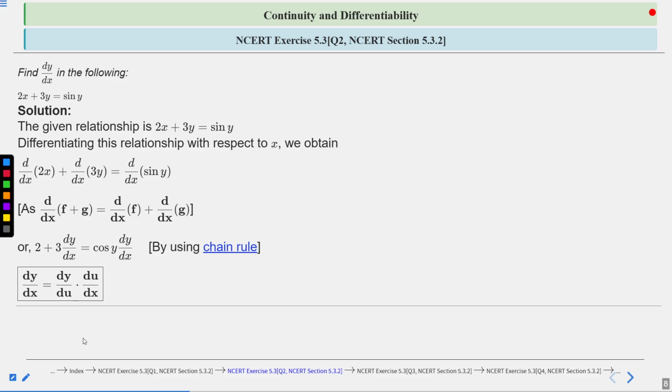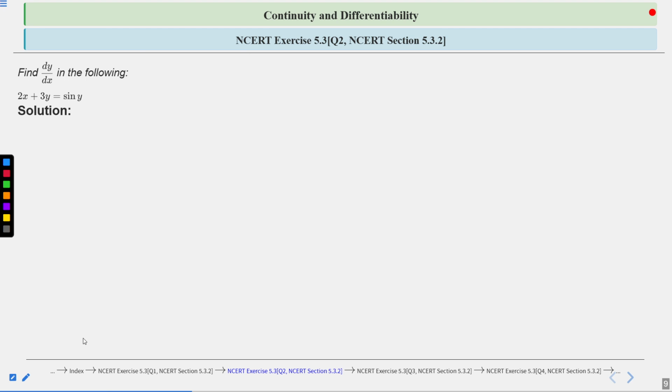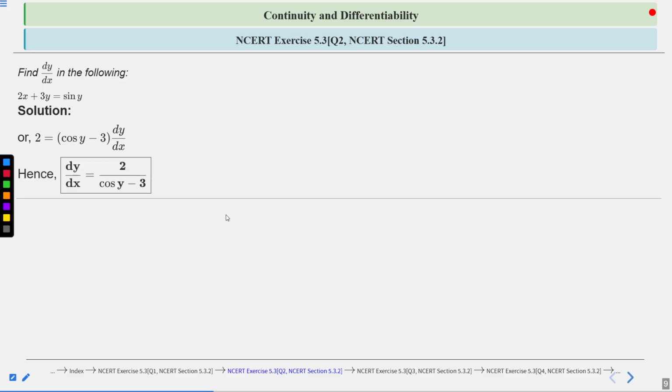And the chain rule is dy by dx is equal to dy by du into du by dx. Or we can say that 2 will be equal to cos y minus 3 times dy by dx. Hence, we can say that dy by dx will be equal to 2 upon cos y minus 3. Is it clear? Dy by dx will be equal to 2 upon cos y minus 3.